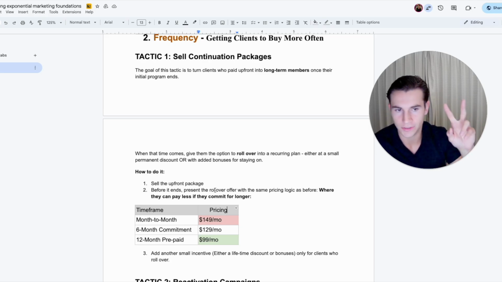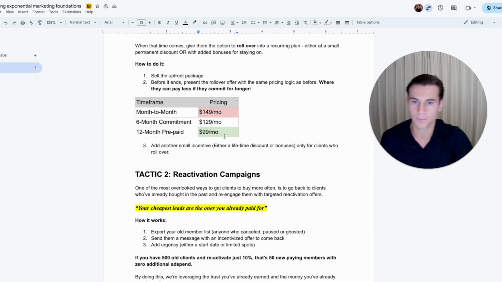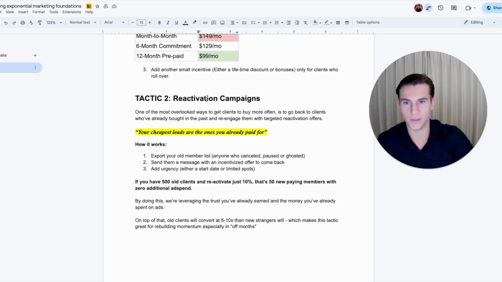Even though they've already paid for it, you're just saying free. Okay, makes sense. Cool. Tactic number 2 is reactivation campaigns.